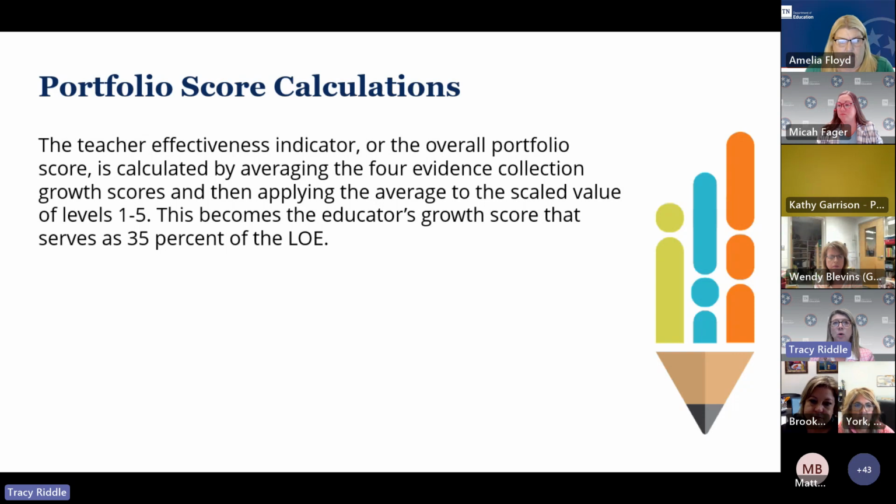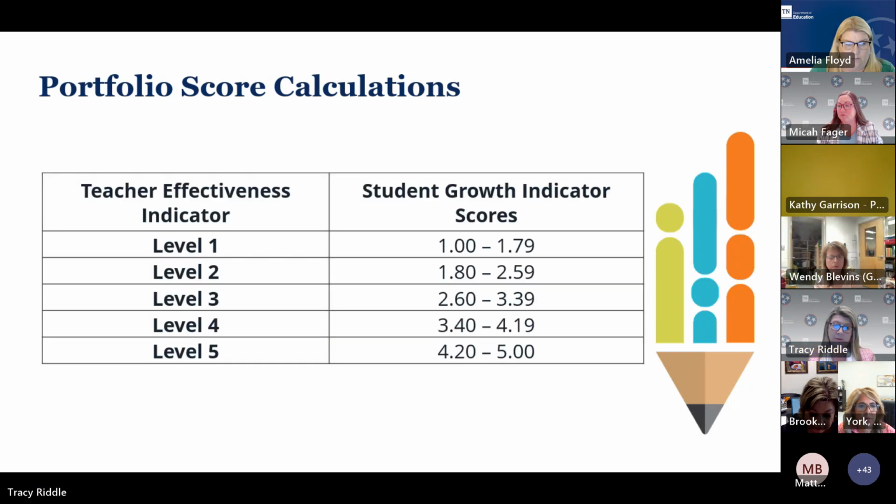So when we take those 4 numbers, add them up, divide by 4, we apply them to this scale. So if the average was a 4.25, that portfolio would receive a 5. If the average was 1.89, that portfolio would receive a 2. Again, all of this information is on page 9 and page 10 of the teacher guidebook. So this is how the teacher's portfolio collections are scored.